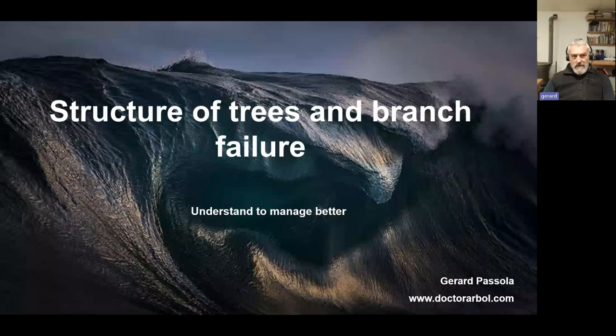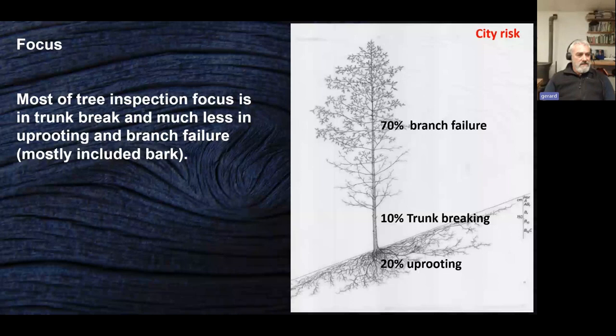But if we look at city problems, normally 70% of the branch failures that happen in the city are related to branch failure, and only 10% is related to trunk breaking. But mostly the courses' formation about biomechanics is all around trunk breaking. So I think we miss some of the information about the incidents that happen in the city, and I'm just trying to share my impressions about why sometimes we have this amount of branches failing without any explanation.